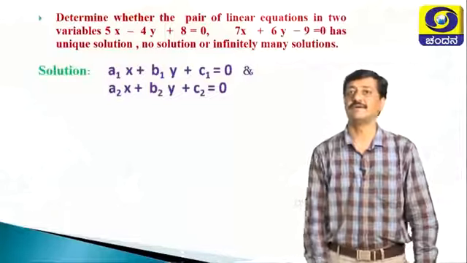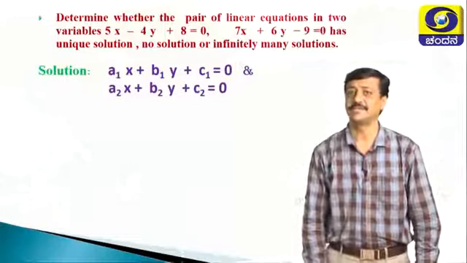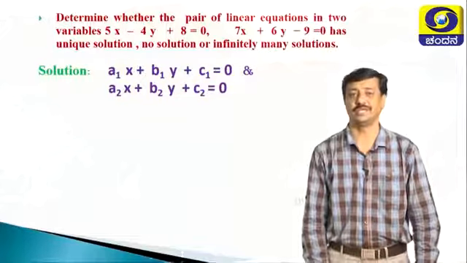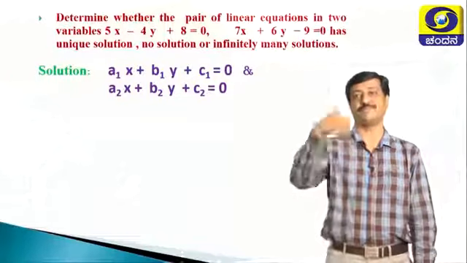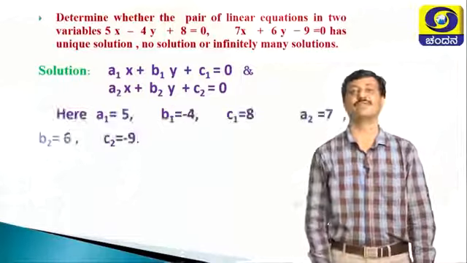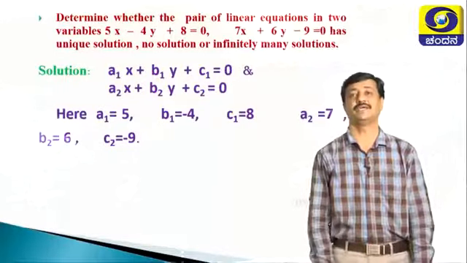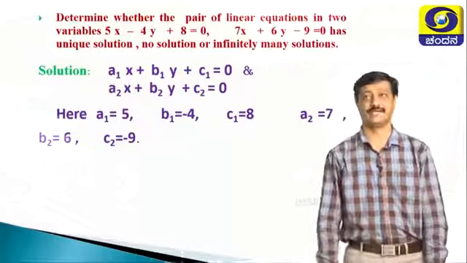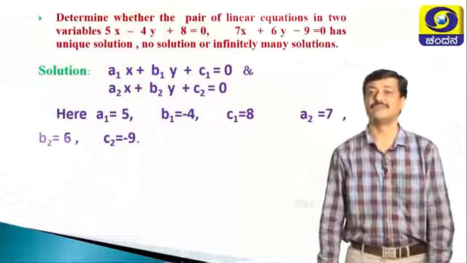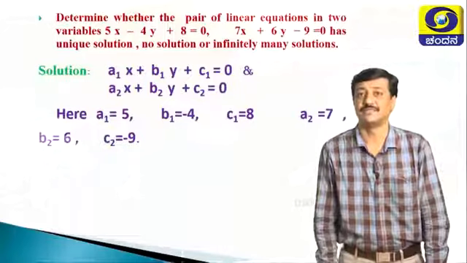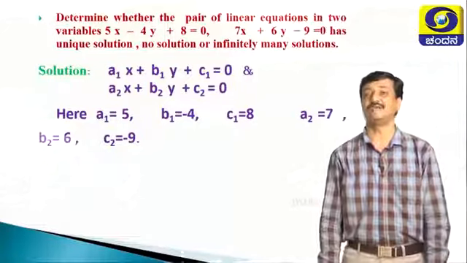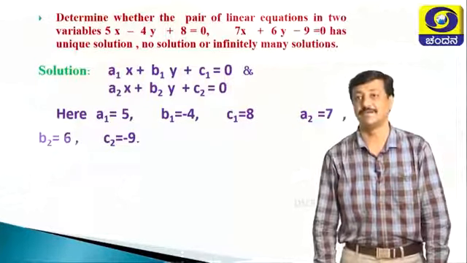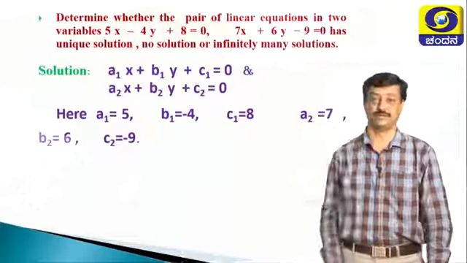Standard form says a1x plus b1y plus c1 equal to 0, a2x plus b2y plus c2 equal to 0. If you compare this equation with the standard form, you will get the values of a1 as 5, b1 as minus 4, c1 as 8, a2 as 7, b2 as 6 and c2 as minus 9. So, these are the values. After comparing the given pair with the standard form, you can write these 6 values.